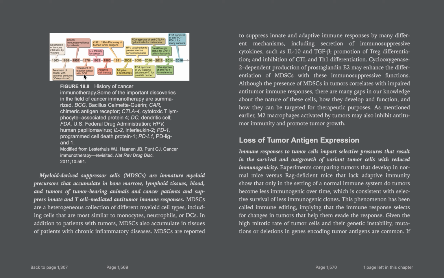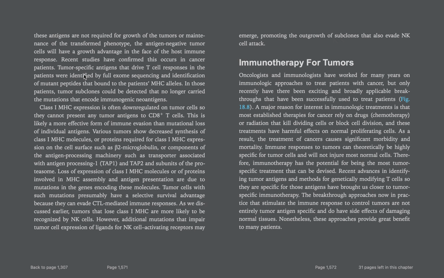This phenomenon has been called immune editing, implying that the immune response selected for changes in tumor that help them evade the response. Given the high mitotic rate of tumor cells and their genetic instability, mutation and deletion in gene encoding tumor antigen are common. If these antigens are not required for growth of tumor, or maintenance of the transformed phenotype, the antigen-negative tumor cell will have growth advantage in face of host immune response.